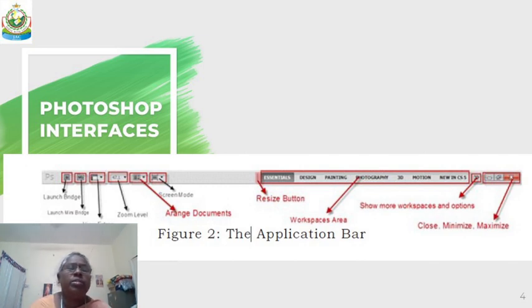Now let us come closer to this one. First is the launch bridge. This launch bridge will help you to launch your application. Next is launch in the small size. Next here you can see the zoom level. If you want to enlarge this one, you can use this zoom level to be bigger or smaller. Next is screen mode. Which mode would you like to have your screen in? This screen mode will be used. Next is arranging your documents. If you would like to bring a particular document in front or send it to the back, you can do it with the arrange documents window. So these are the small things in the application bar.